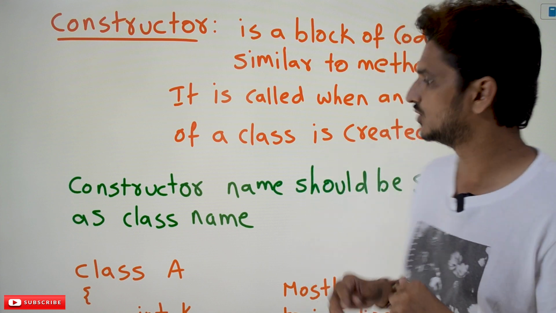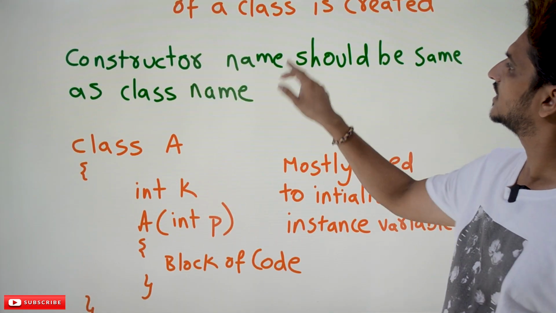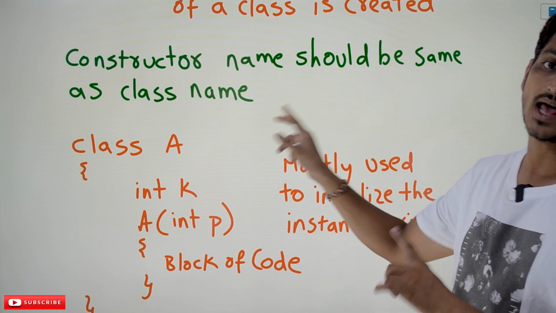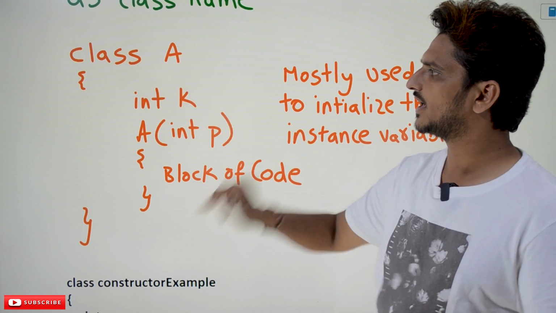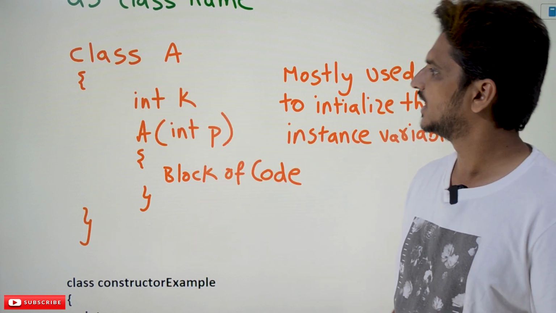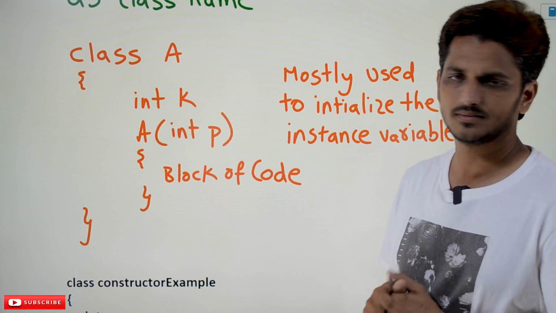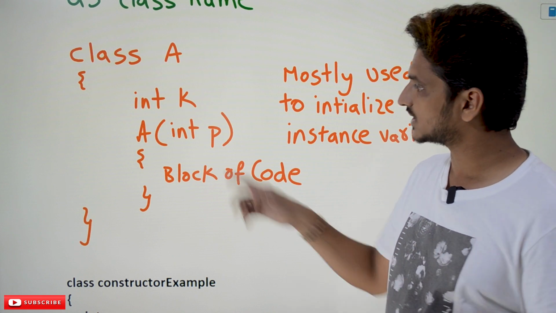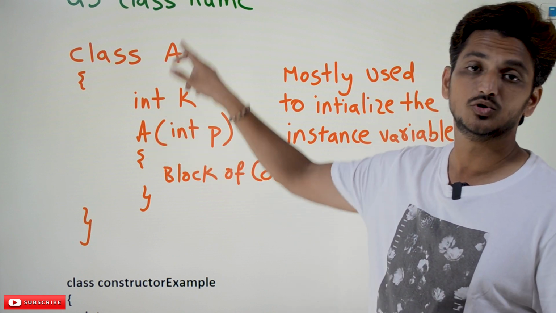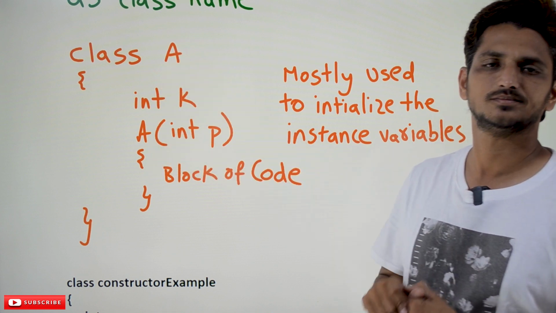With an example, you will get a good idea. First, we will understand the syntax, and one more point: the constructor name should be the same as the class name. So now with an example, class A, open brackets, close brackets. Inside this class, we have an instance variable int k, and we have a constructor. What's the constructor name? A. It should be the same as the class name.